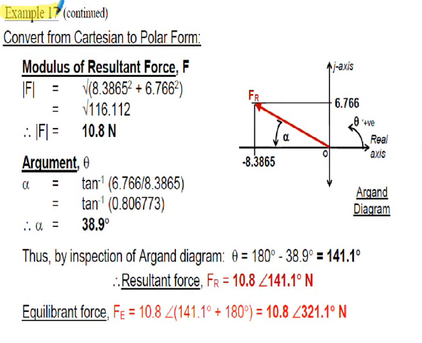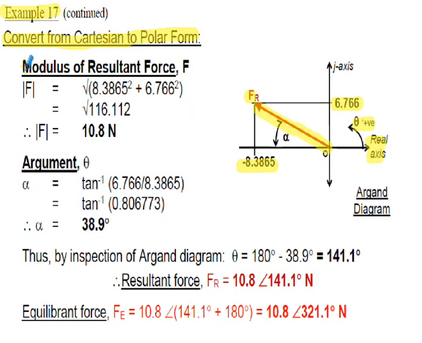Example 17 continued. Now we're going to convert from Cartesian form to polar form. So plotting our resultant force on an Argand diagram, on the real axis we get negative 8.3865, on the imaginary axis we get positive 6.766. So our phasor, our force vector if you like, resides in the second quadrant of the Argand diagram. Don't forget, theta angles are always measured positive from the real axis in an anti-clockwise direction.